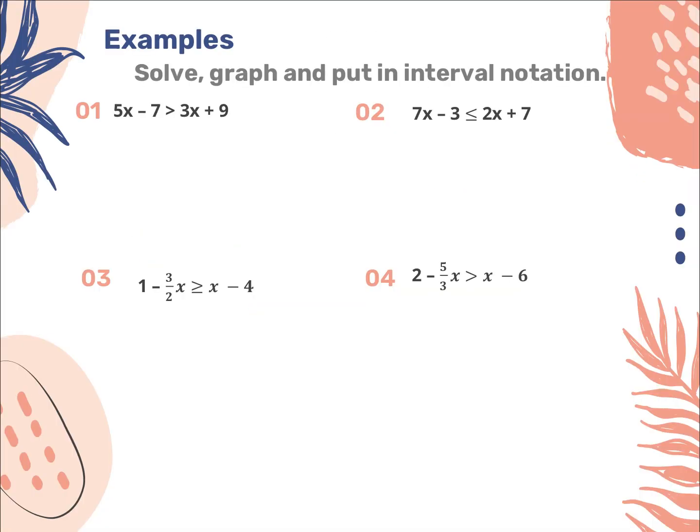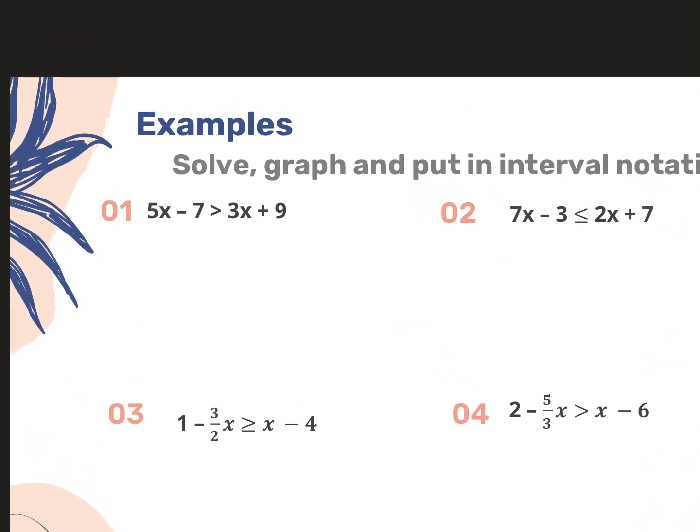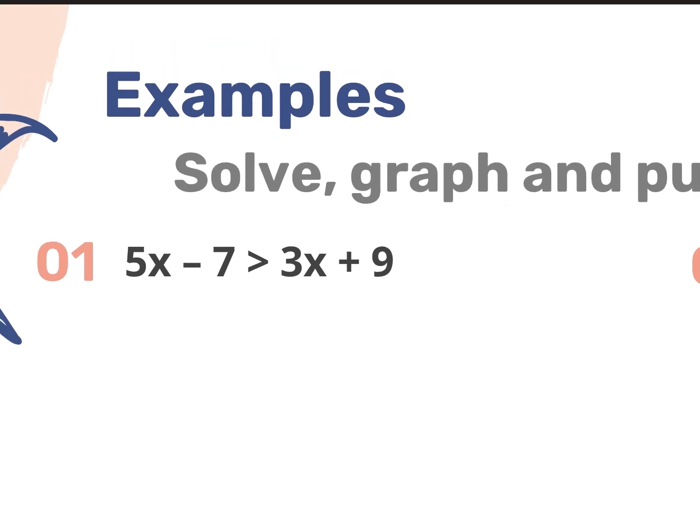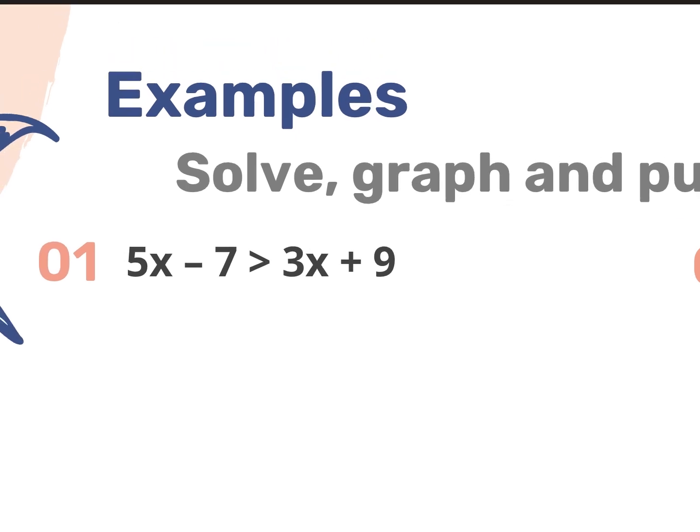Let's do some examples here. We're solving, graphing, and putting it in interval notation. We're going to do three different things. So the first thing I want to do is solve this. Just treat it like it's an equation. When we have an equation, we want to get letters to one side, numbers to the other, right? When you have an inequality, the best place for the variable to be is on which side? The left. That's where we're used to seeing things. So let's go ahead and solve this inequality.